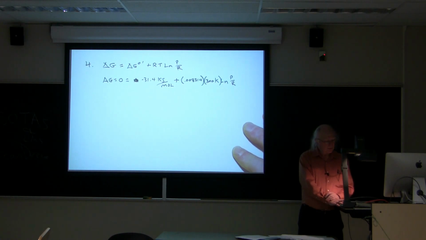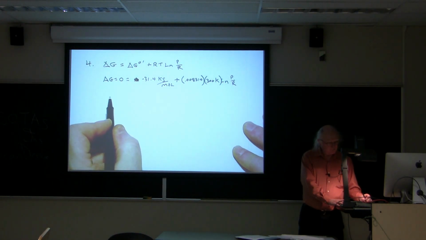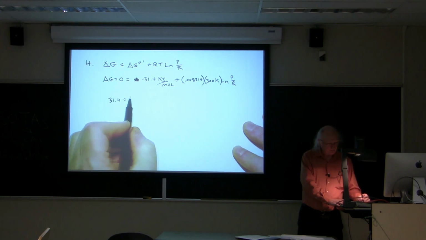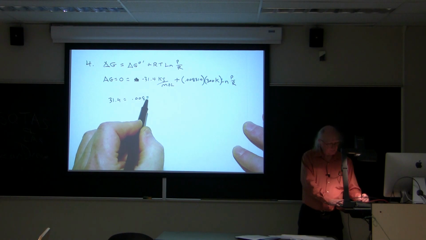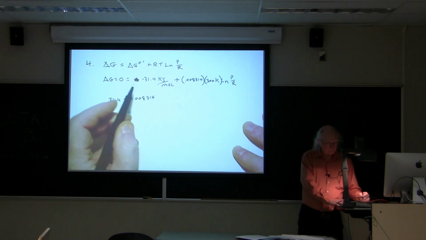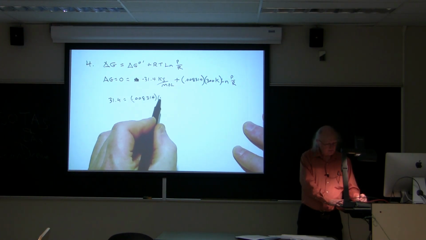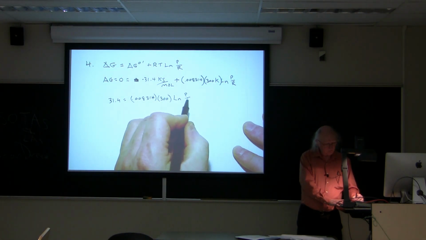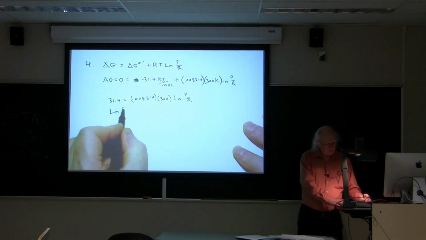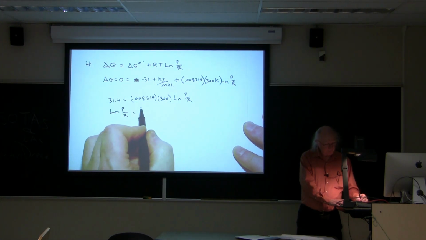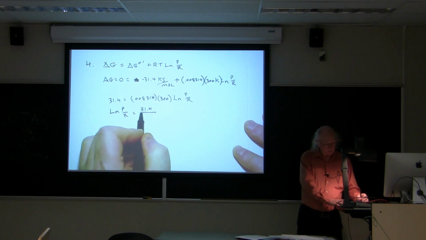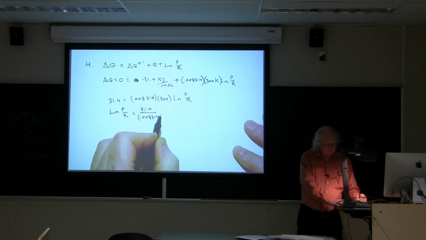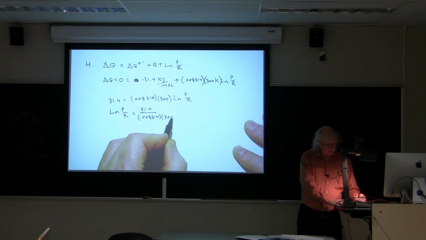Okay? Now, rearranging this equation, we get 31.4, I'll leave the units off here, is equal to 0.008314 times 300, times the natural log of products over reactants. So the natural log of products over reactants is equal to 31.4 divided by 0.008314 times 300.